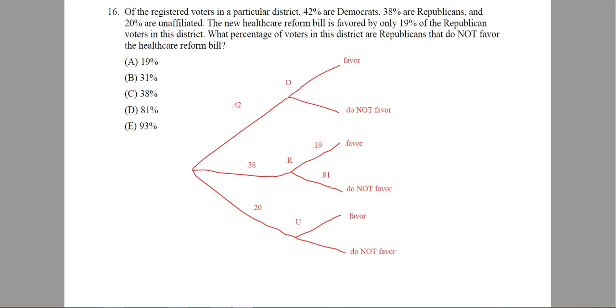So in our tree diagram we know that 38% of voters are Republican, and among them 81% do not favor the bill. So altogether, the percentage of voters who are Republican and also do not favor the bill, we would just use the multiplication rule here. 38% times 81%, giving us a final probability of 30.78, so about 31%.